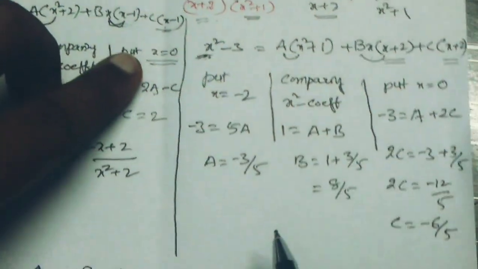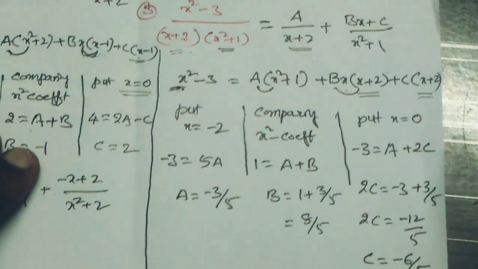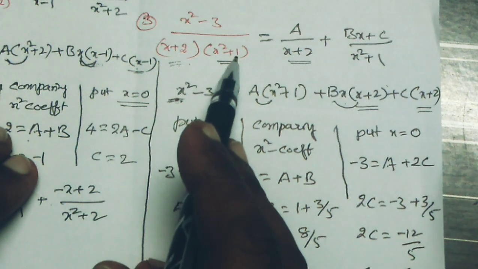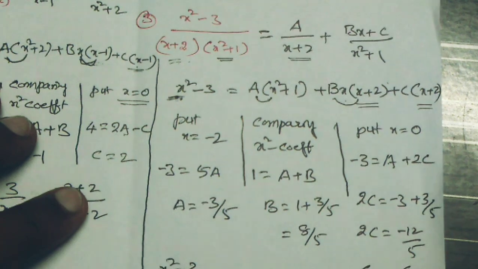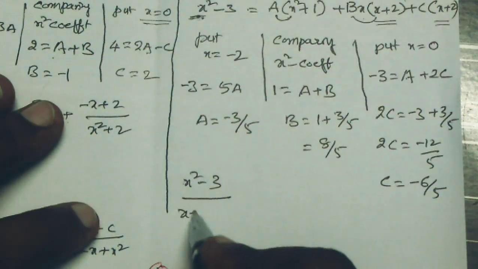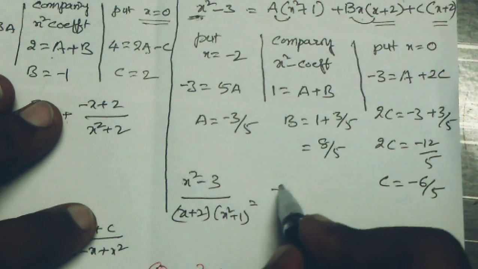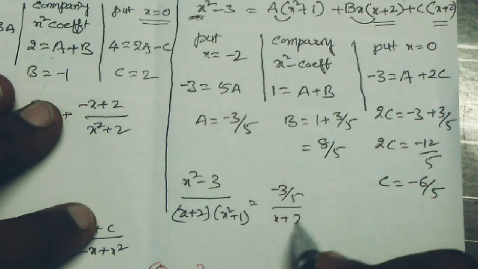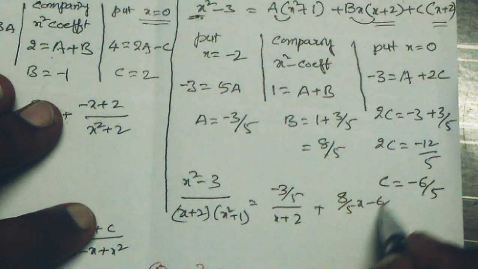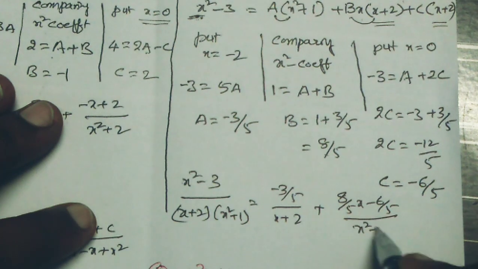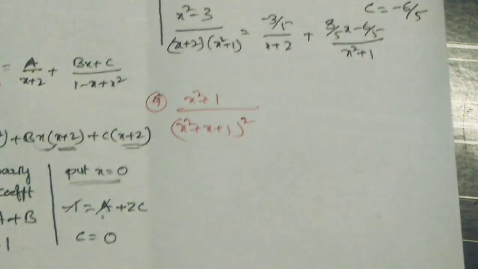So what we can do? x square minus 3 by x plus 2 into x square plus 1 can be written as a by x plus 2, that is minus 3 by x plus 2, and then bx plus c by x square plus 1, that is 8 by 5x minus 6 by 5 by x square plus 1. Is it clear? Right. Next we move on to the next problem.